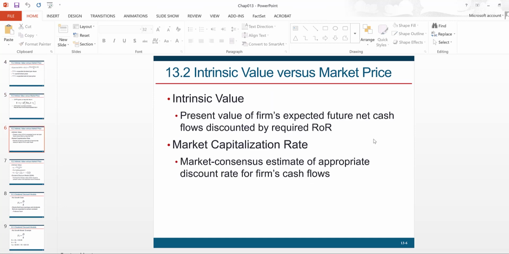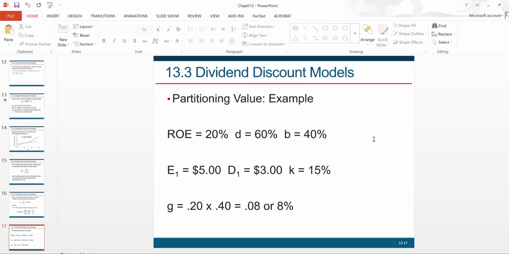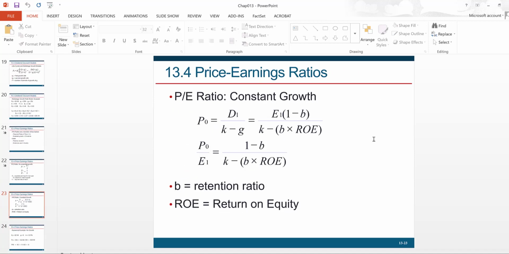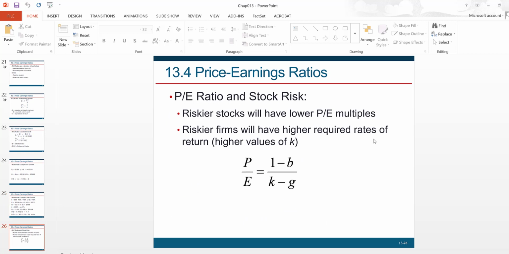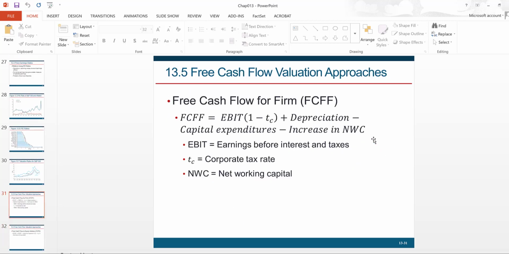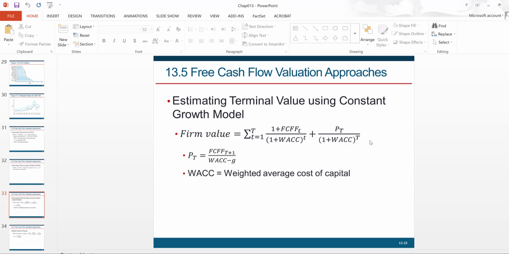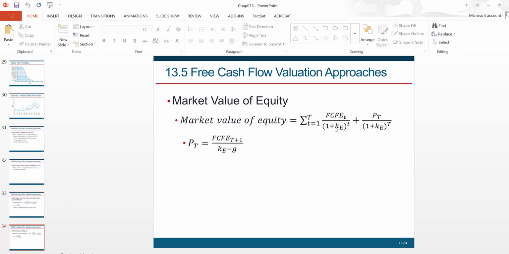Okay, so the only difference between this FCFE model and the dividend discount model is our numerator. Our numerator in the case of FCFE in this model is the free cash flow to the equity holders. In the earlier case it was the dividend, right? Otherwise the basic idea is the same. There you are taking the present value of future dividends, here you are taking the present value of FCFE at a discount rate of K.